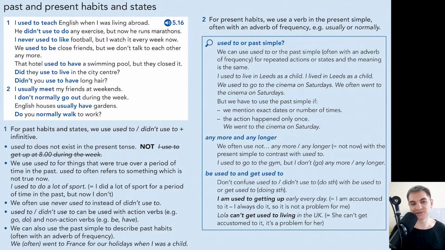I used to live in Leeds as a child. I lived in Leeds as a child. We used to go to the cinema on Saturdays. We often went to the cinema on Saturdays. But we have to use the past simple if we mention exact dates or number of times the action happened, only once. For example, we went to the cinema on Saturday. Here is only one option, the past simple.